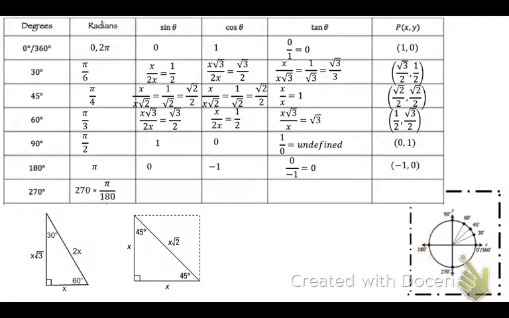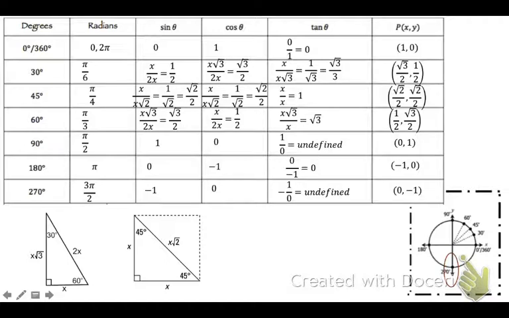Okay, and then let's go to 270. So, change that to radians, so that's 270 times pi over 180, which reduces to 3 pi halves. Now sine is my y value, so that's -1. Cosine is my x value, that's 0. Tangent is y over x, so that's -1 over 0, which you cannot divide by 0, so that's undefined. And that point right there is (0, -1).